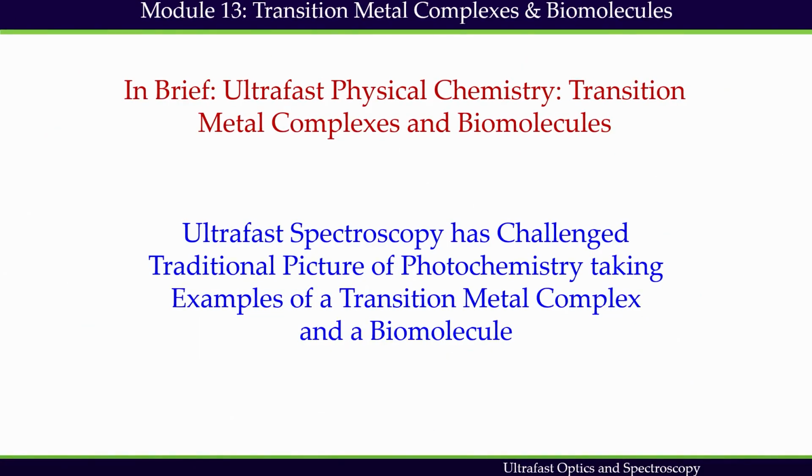With this, we have come to the end of the present module. In this module, we have gone over two interesting examples. One example is based on a transition metal complex, and another is based on a biomolecule. In both examples, we have found that ultrafast spectroscopy has revealed information which can challenge our traditional concept of photochemistry and photophysics. We'll meet again for the next module.